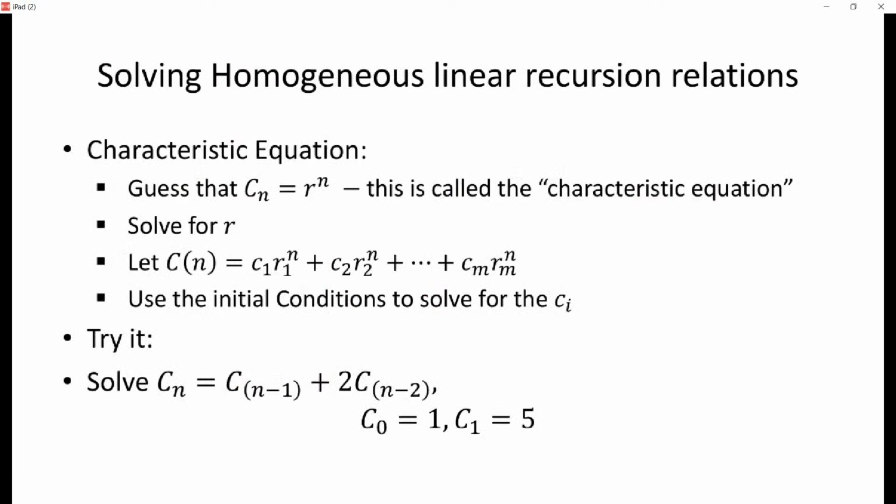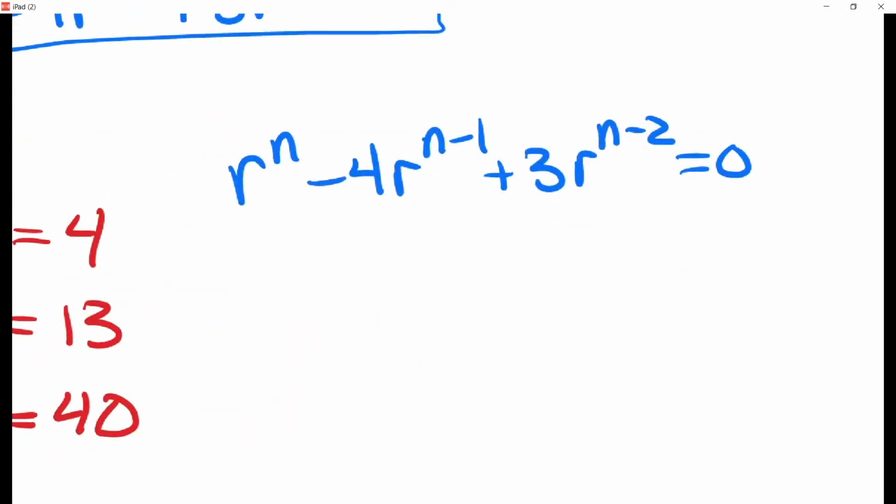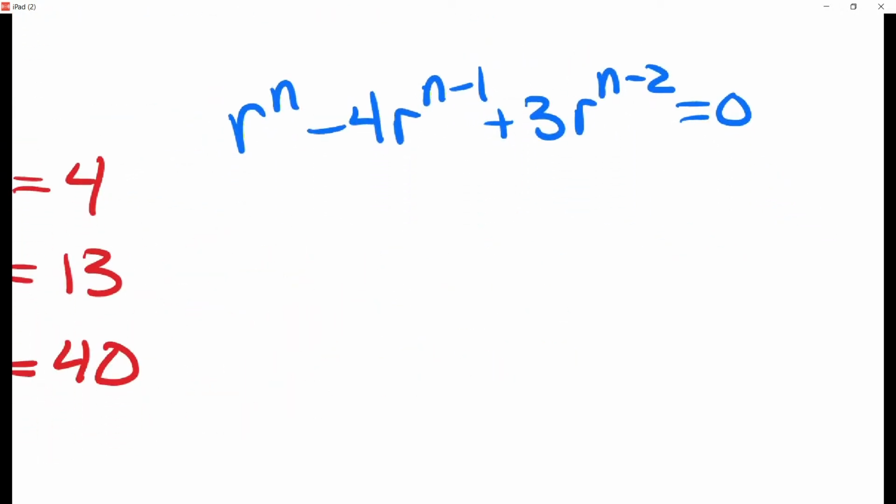Okay, next we go back to this. We've got this characteristic equation, and now we're going to solve for r. I have a polynomial equation, so I can solve for r. Go ahead and do that. You can factor this. Come on. I know it's scary, but I'm pretty sure you can factor that.